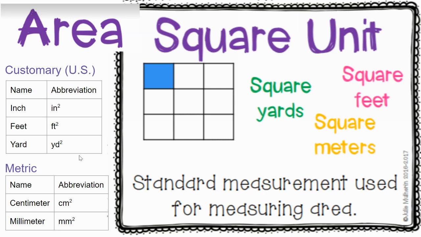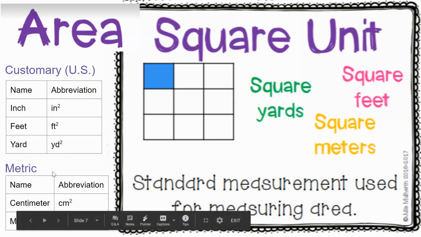Another way that it might look is like this. If we used our customary system in the US, an inch would look like this. This means inches squared. The little 2 at the top means squared. So you could say inches squared or square inches. Here is an example of feet squared and yards squared.